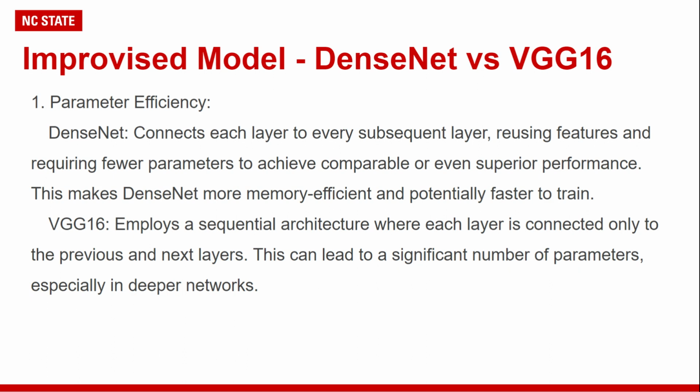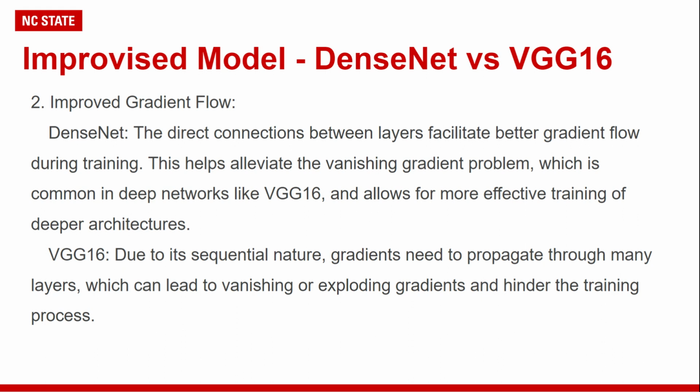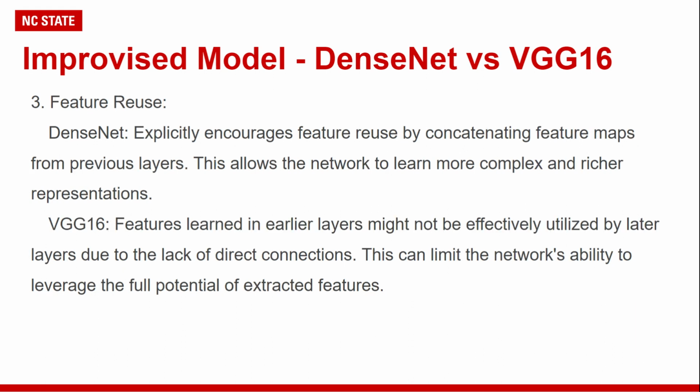The improved model, as I said, DenseNet has better parameter efficiency, so it results in faster training. The gradient flow is also better. VGG16 has a sequential nature, so gradients vanish during propagation. Feature reuse is used in DenseNet, so the features and also the input from the previous layers are propagated to the next layers, which helps in better training of the model.